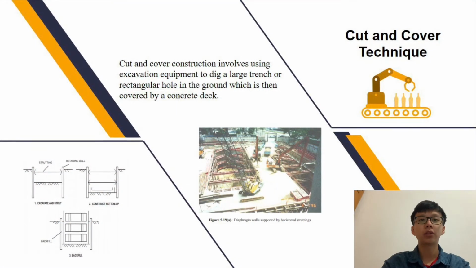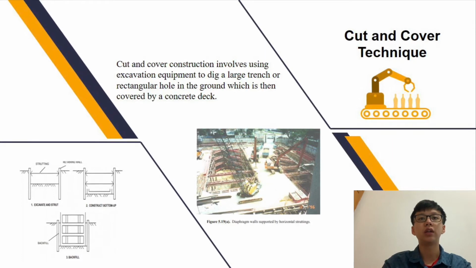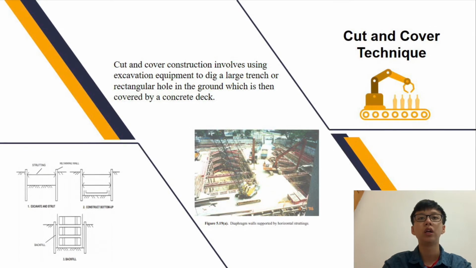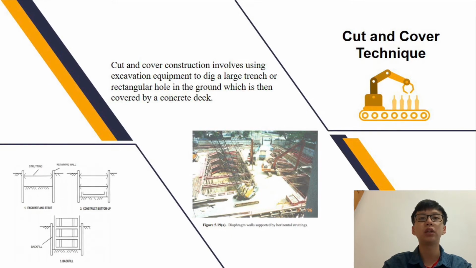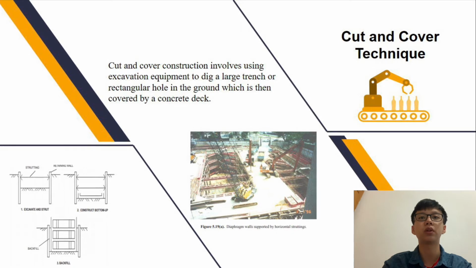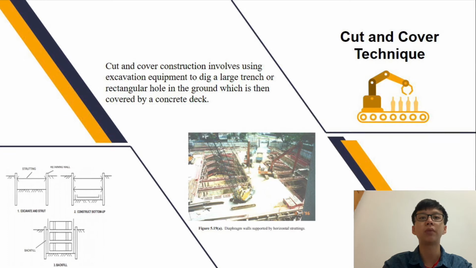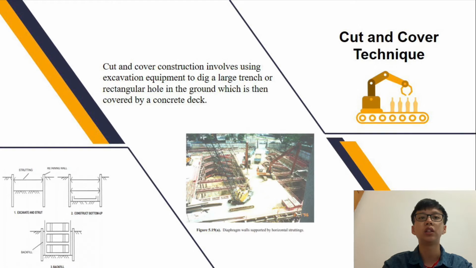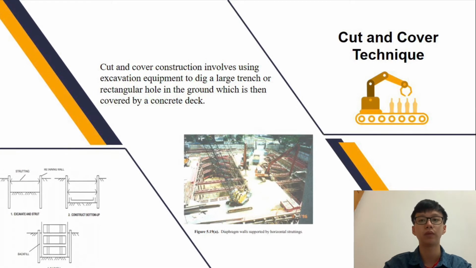Okay, next I will explain about cut and cover construction. Cut and cover construction involves using excavation equipment to dig a large trench or rectangular hole in the ground, which is then covered by a concrete deck. Once the deck is in place, surface activity can largely resume as construction works continue below. During construction of the station, poured concrete or precast panels are used to form the various levels and internal structure, similar to the construction of the underground basement of a high-rise building.